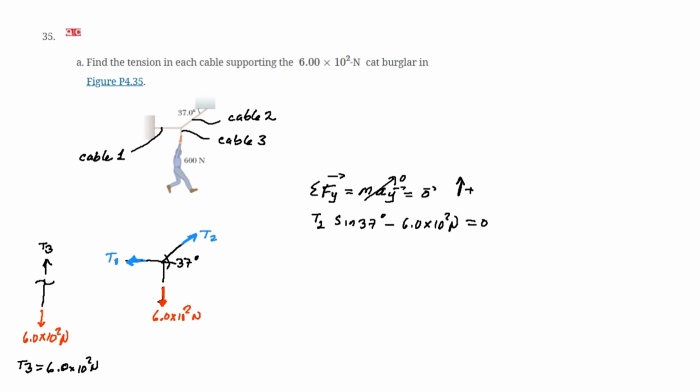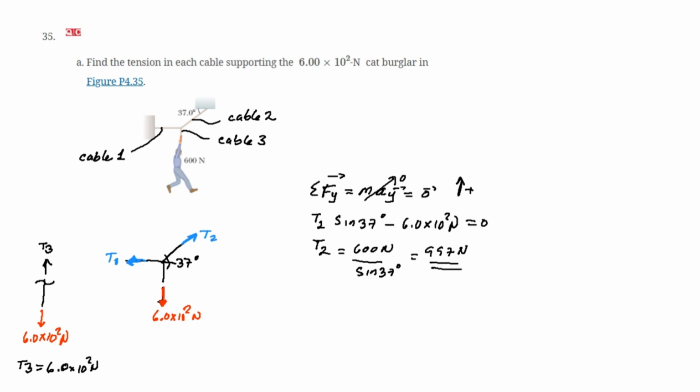So tension 2 would be, I will now put 600 because at the end 6 times 10 to the second is 600. So 600 newtons divided by the sine of 37 degrees, and that would be 997 newtons. So tension 2 has a value of 997 newtons.